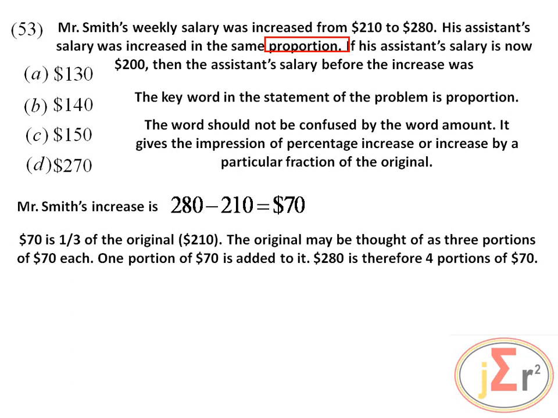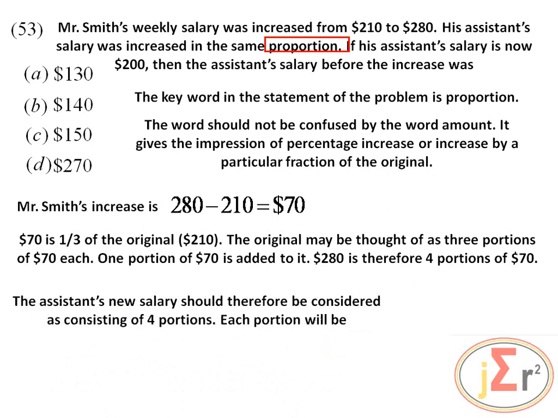Now what will 280 turn out to be? 4 portions of 70. Because we have 210, which is 3 portions of 70, and we add another portion of 70 to it. So now we have 4 portions of 70. What do we do then? The assistant's new salary should therefore be considered to be 4 portions also. So 280 is actually 4 portions of 70.